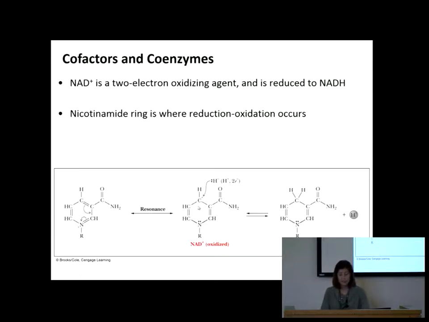Without the extra hydrogen, it's in its oxidized form, so NAD plus is the oxidized form, and NADH is the reduced form. So I need you to know that the nicotinamide ring is where the action occurs on NAD, and that it will accept a hydride, a packet of electrons, and without the hydride, it is oxidized. With the hydride, it's reduced.